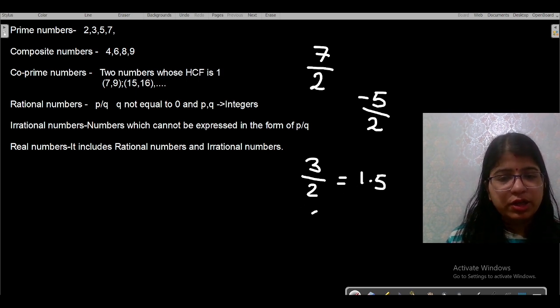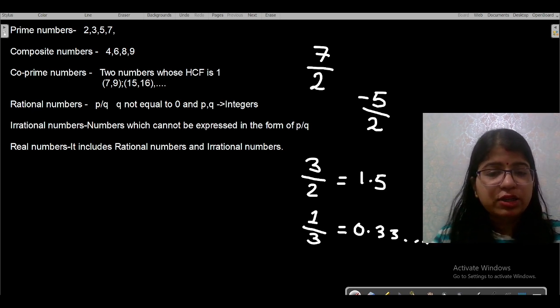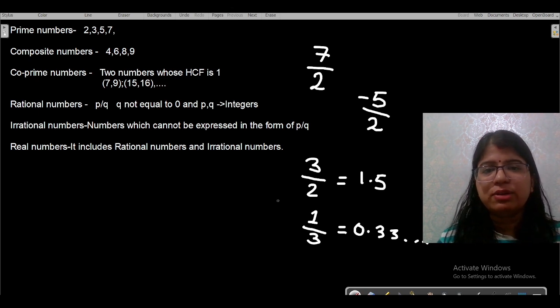Now let's give an example. If it is 1 by 3, then when you do the decimal expansion of 1 upon 3, it's going to come as 0.333 and so on. So here what you have seen, it is non-terminating because it is not ending, but it is repeating. So it is 0.333 and so on. So it will also be a rational number.